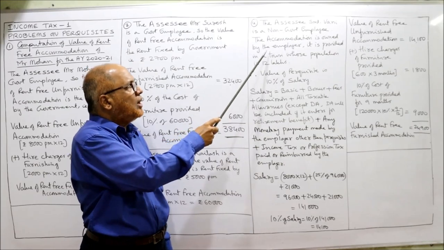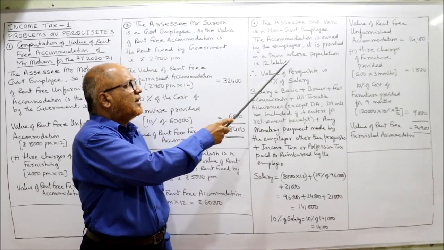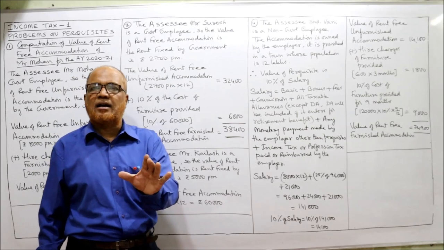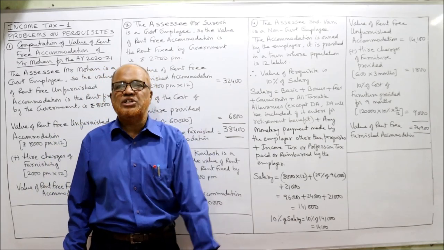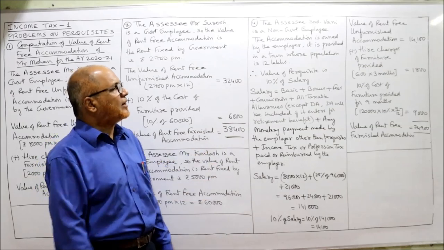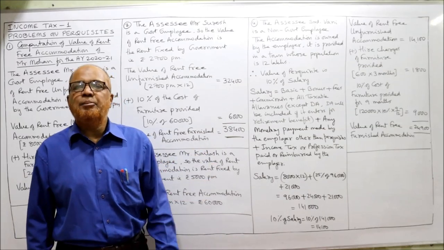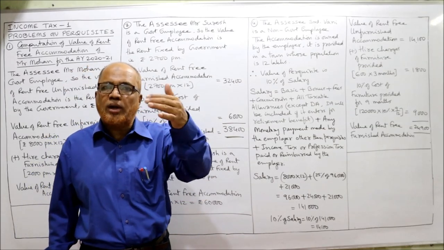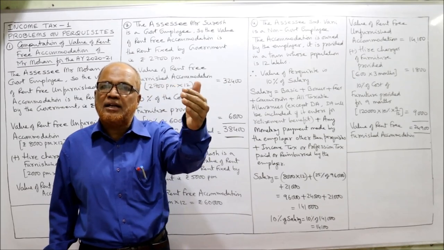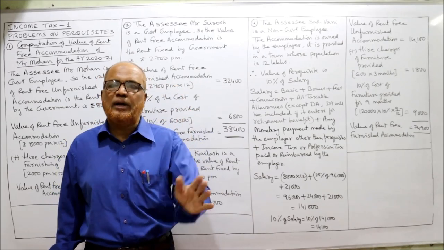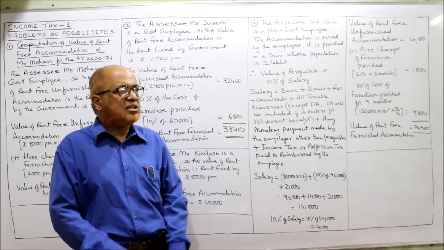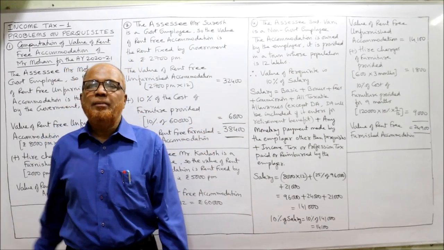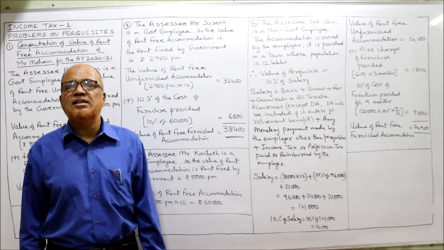The accommodation is owned by the employer. It is provided in a town whose population is 12 lakh. That point we have to keep in mind before proceeding to calculate. Now, the value of the perquisite is 10% of salary, because the population is more than 10 lakh but up to 25 lakh; 12 lakh is in between. So for medium towns, 10% of salary is the value of the perquisite.